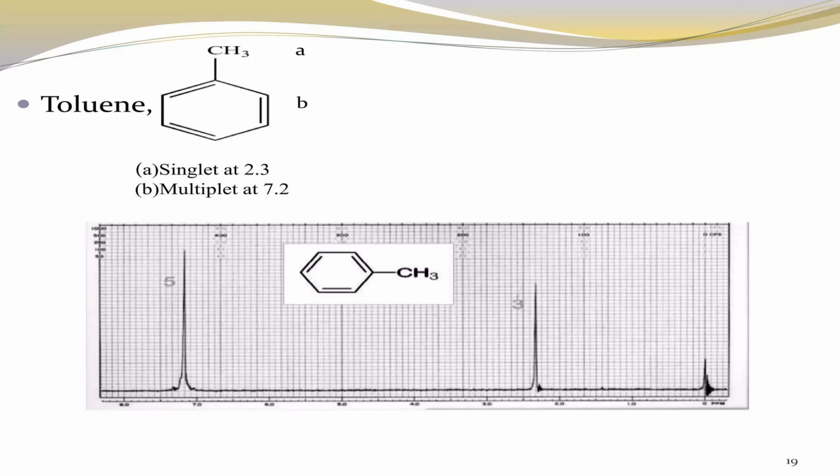So another example is toluene. The molecule consists of a benzene ring with a methyl group attached. For the chemical shifts, peak A is a singlet at 2.3 ppm corresponding to 3 protons of the CH3 group. It appears as a singlet because the protons on the methyl group do not couple with others. Peak B is a multiplet at 7.2 ppm corresponding to aromatic protons on the benzene ring. The coupling pattern arises from spin-spin interaction among the aromatic hydrogens.